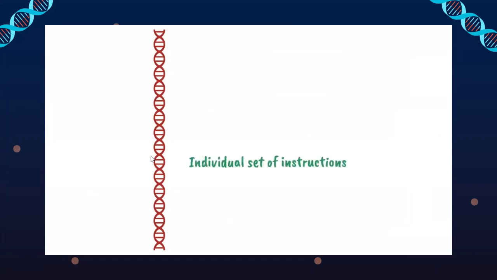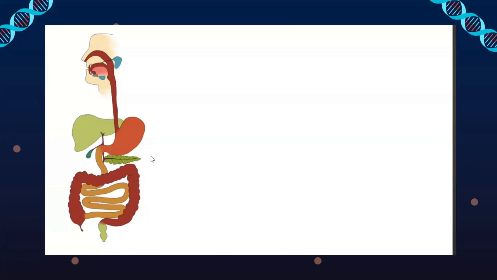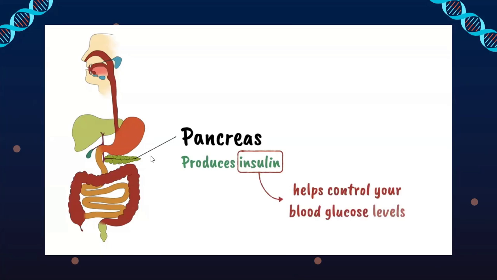So each segment of a DNA now has an individual set of instructions, which is called our gene. Okay, so there are genes that determine the eye color, and there are genes that determine if you are straight or curly when it comes to your hair, and so on and so forth, and marami pa po. Okay, so for example, instructions to specific cells in the pancreas that produces insulin, which is a protein that helps control our blood glucose levels.